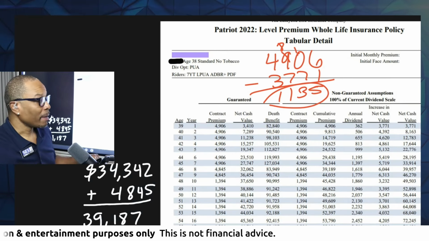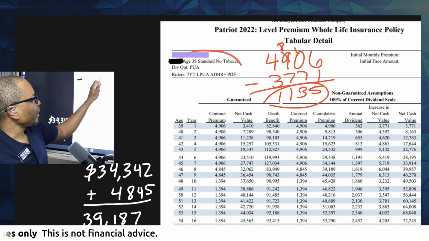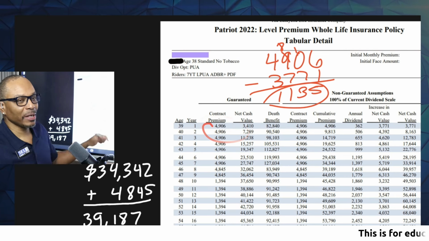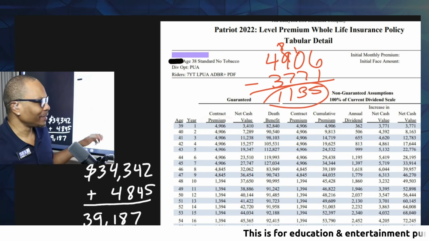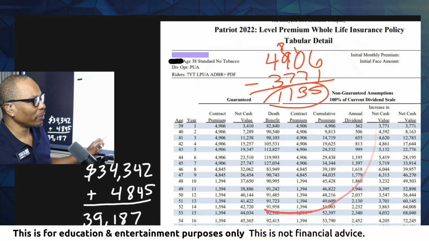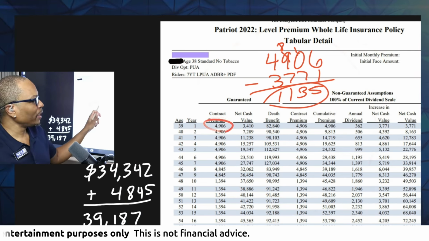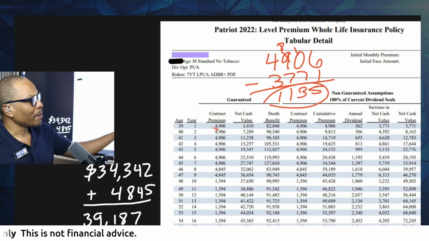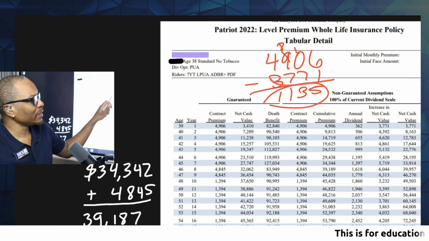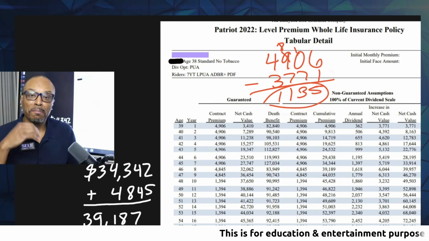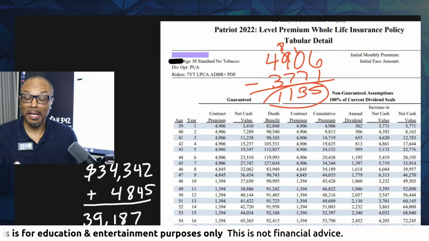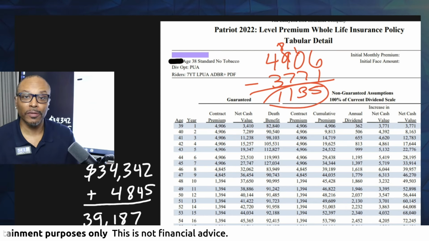If you remember, we were talking about a policy for a gentleman, 38 years of age, putting in 4906. I know it's a weird number, but 4906 every year, which is like 408 and 10 cents every month. This is the whole life policy that he wanted me to review. When you put in 4906 in year one, how much cash value do you have? 3701. The difference between the 4906 and the 3701 is 1135, meaning he put in 4906 in year one and has 1135 taken out of his account, which leaves him with cash value of 3701.